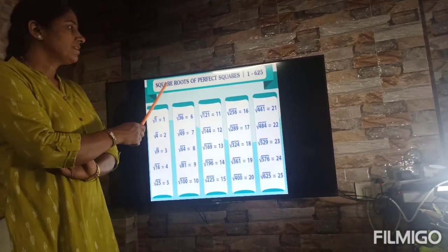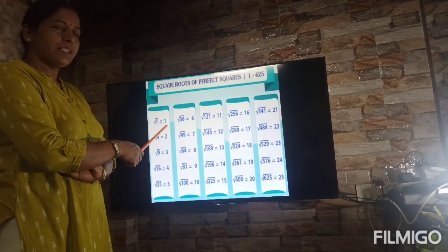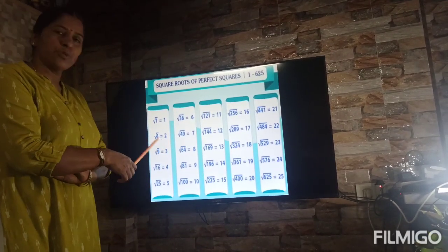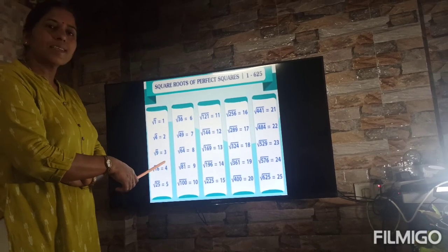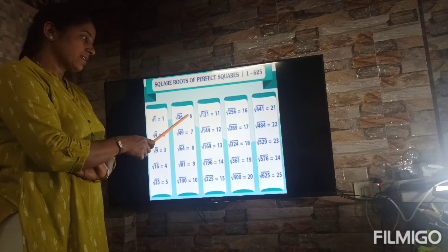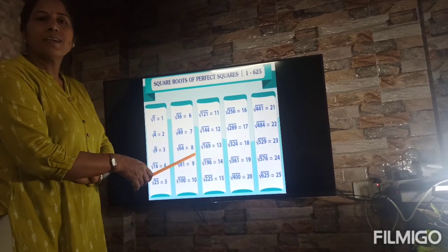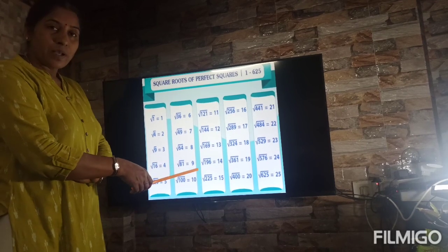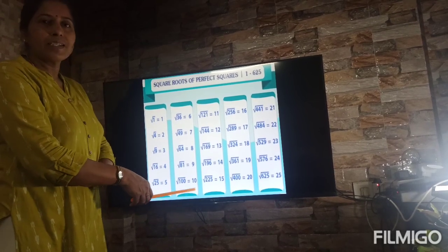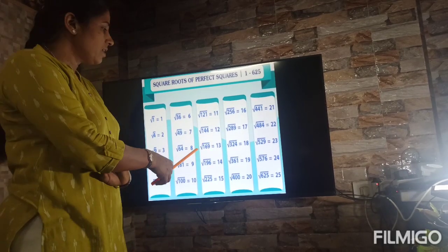Children, see here. This is the chart of square roots. 1's square root is 1. 4's square root is 2. 9's square root is 3. 16's square root is 4. 25's square root is 5. 36's square root is 6. 49's square root is 7. 64's square root is 8. 81's square root is 9. 100's square root is 10. 121's square root is 11. 144's square root is 12.